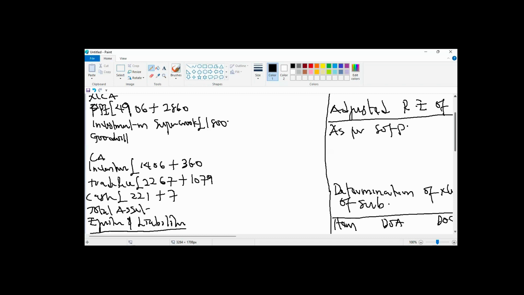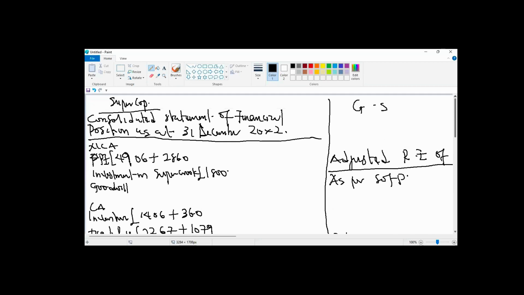The following are the statements of financial position of Supercorp Limited and Supercorp as at 31st December 2002. All figures are assumed to be correct. Supercorp Limited acquired 70% of Supercorp on 1st January 2002. I'll go and fill in the gap: the group structure, parent, 70%, NCI.